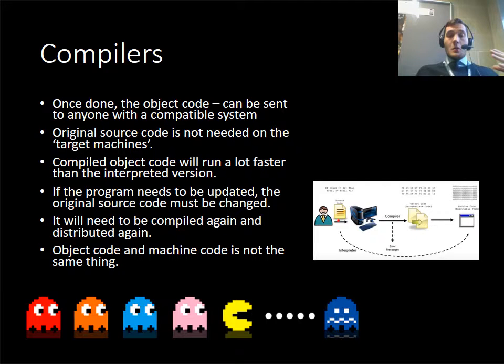Now, remember, object code and machine code are two very different things, and all you need to do is look at the previous slide to see the two examples. As we go on to do A-level, you will learn more about the difference between those.